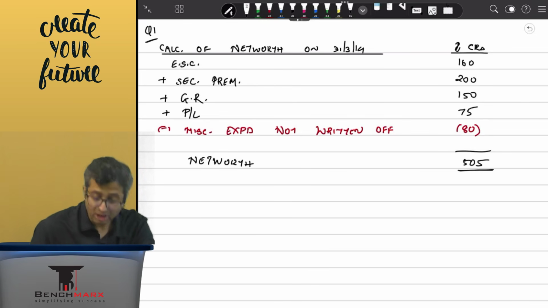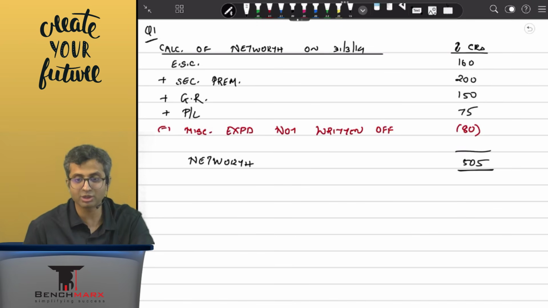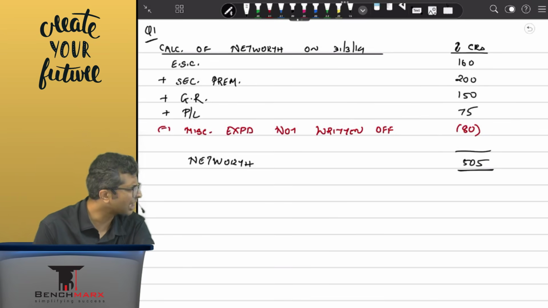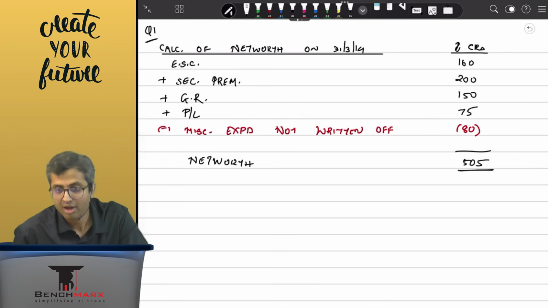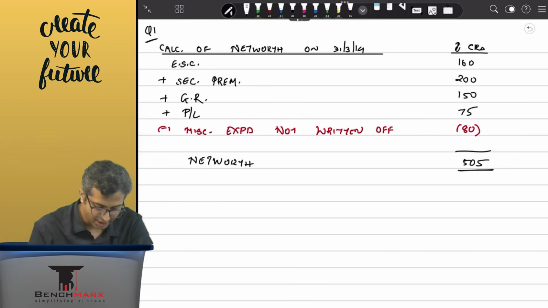If net worth on 31st March 14 is 505 crores, will Ind AS become applicable? Is it becoming applicable because it is listed? No. Even if it is listed or unlisted, it is applicable because net worth is greater than 500 crores. Are we clear with this? So, Ind AS is applicable from which year? 15, 16, 14, 15, 16, 17.